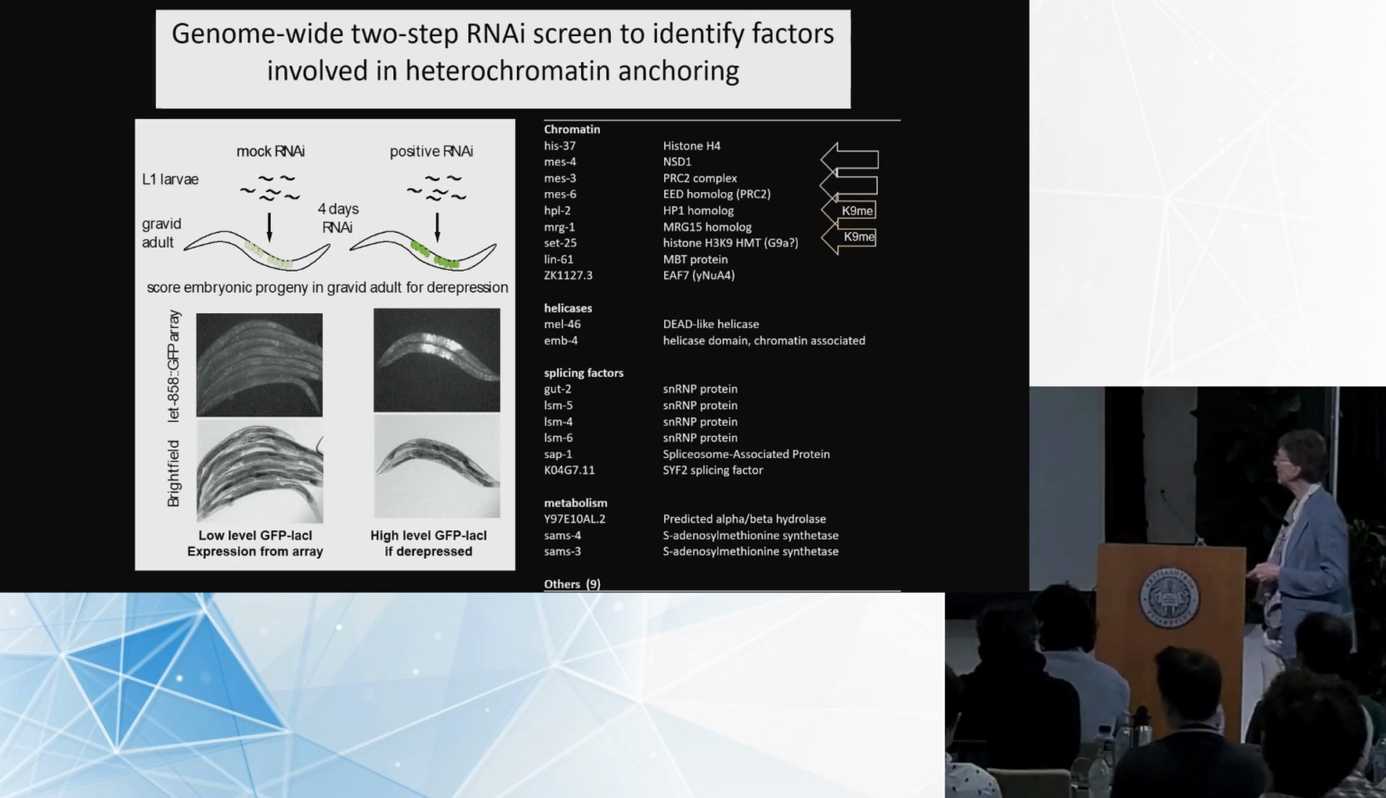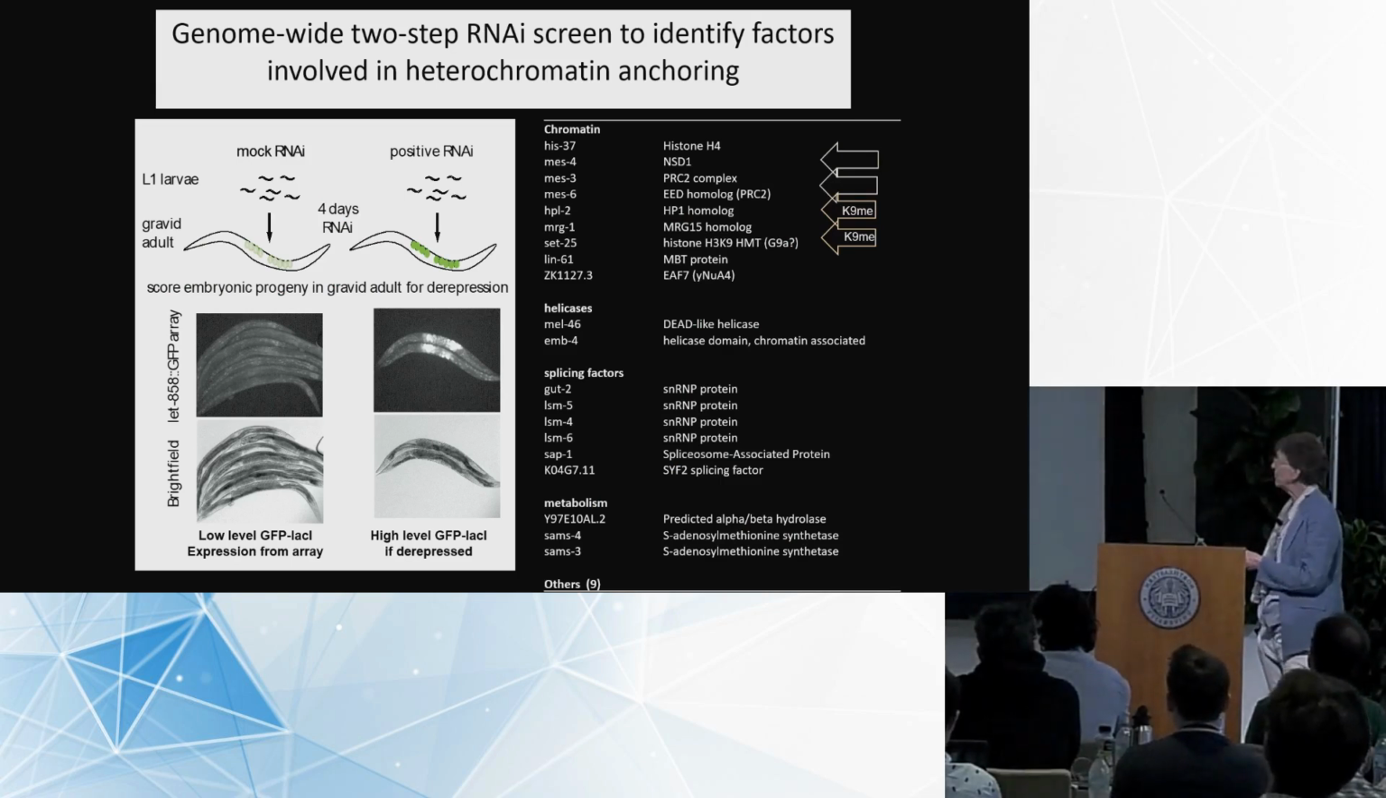So Ben Taubin, years ago, decided to do a genome-wide screen to identify factors involved in heterochromatin anchoring so that we could then knock them out and ask the question, is it causal? Whatever it is. And so at low-level expression, these are worms, so you don't see much GFP. It's a very low level. And if it's de-repressed, then you see very, very bright expression of this LAC-I GFP binding its own array. So he did this genome-wide, 20,000 genes in triplicate, and he did the whole screen more than once.